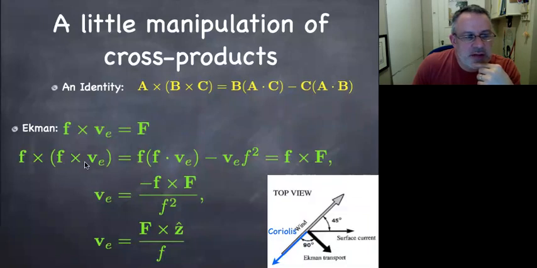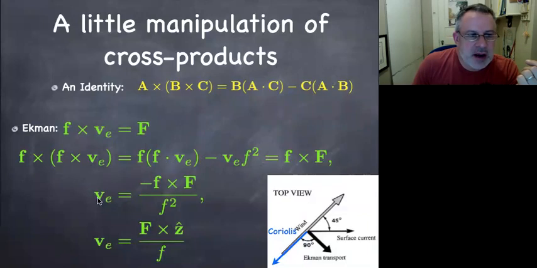So F cross (F cross VE) is F(F dot VE) minus VE(F dot F), which is just the magnitude of F squared, which equals F cross F. So this is taking this F cross here, applying it to this F on the right-hand side, which is F cross F.